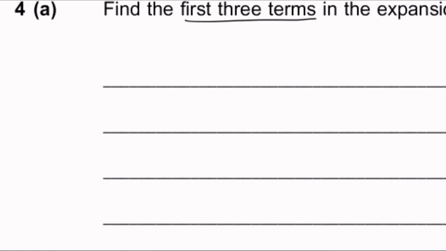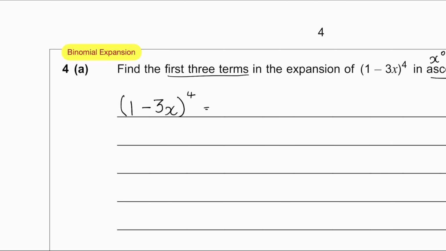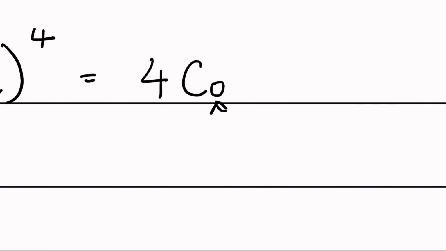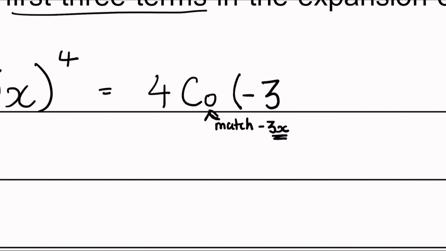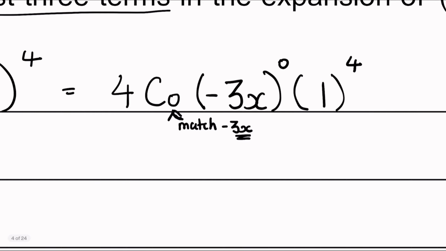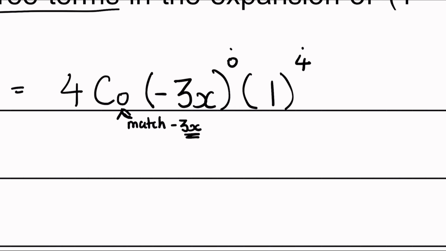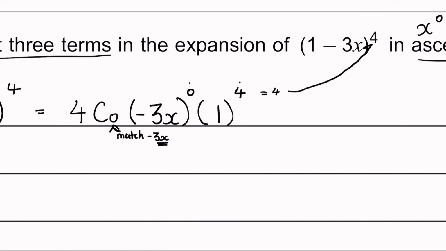So now I'm just going to rewrite the question down and then write down the way in which you do any binomial expansion. The way I do it is 4C0, which this value always matches the value of the number on top of the x term. So in this case, this value will match negative 3x. So over here, we're going to have negative 3x to the power of 0, and then you're going to have 1 to the power of 4. Remember that this value and this value should always add up to being equal to 4 in this scenario, because this is the power of the binomial.